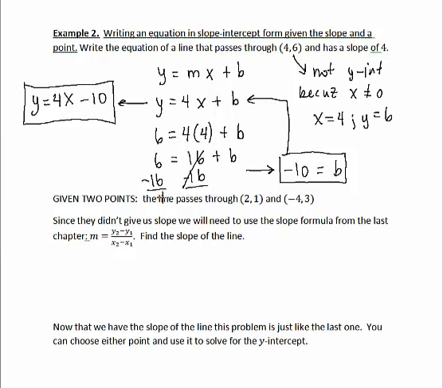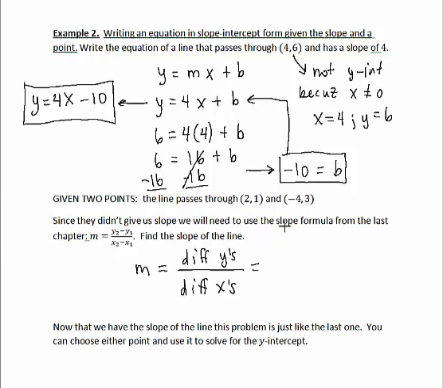Okay, another situation that you can run into, they've withheld even more information. Now they're not even telling us what the slope is. What they do is they give us 2 points on the line, and so we have to calculate the slope ourselves. The slope is calculated by dividing the difference between the y coordinates by the difference between the x coordinates.